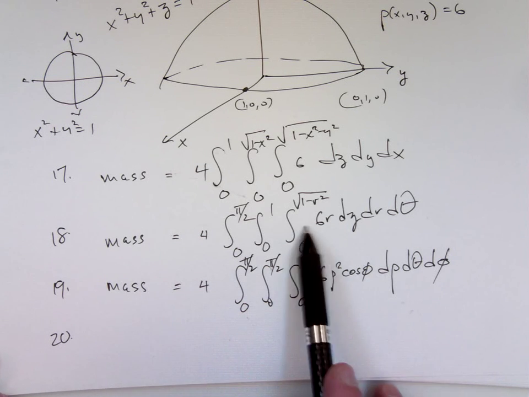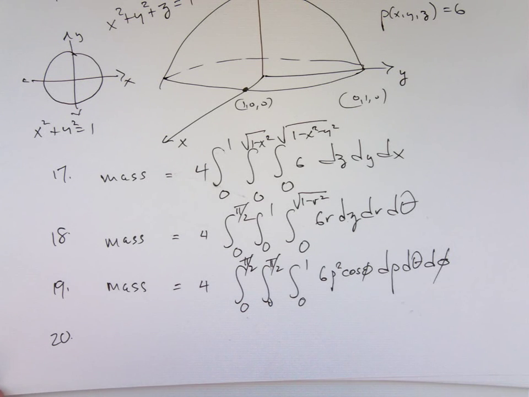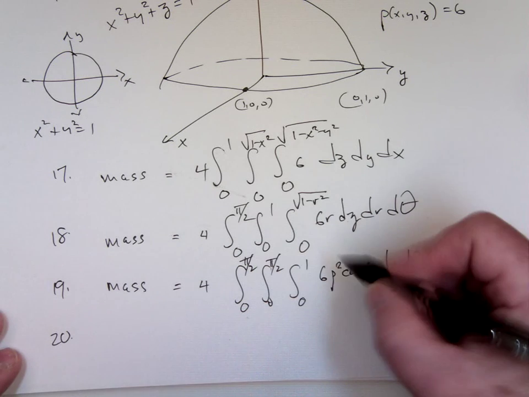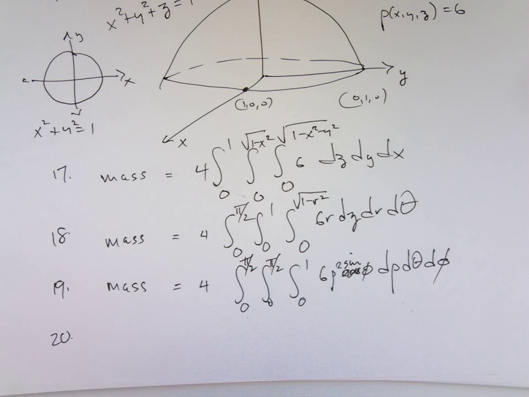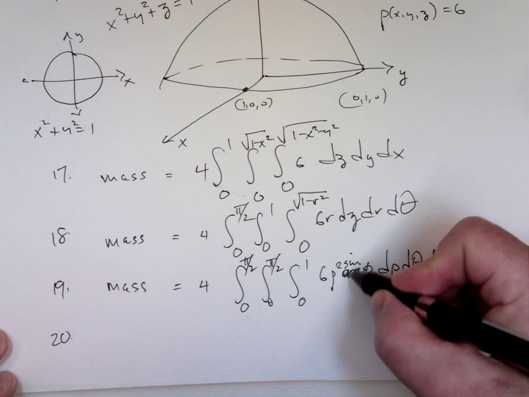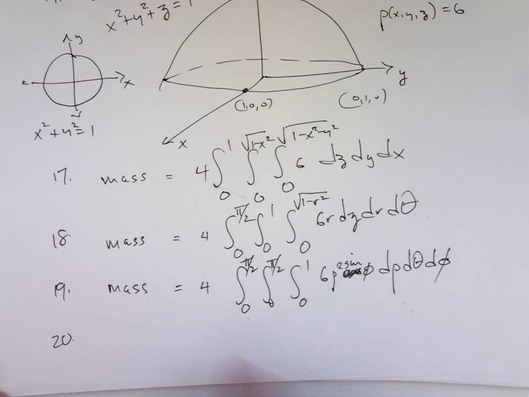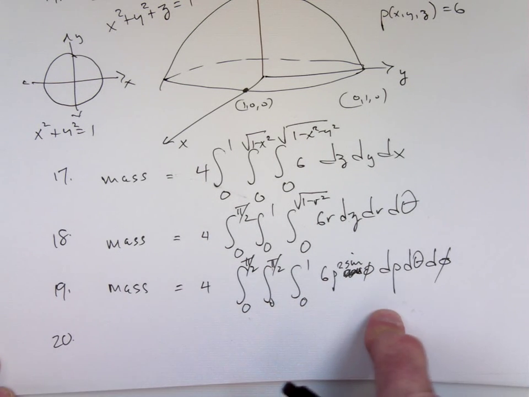Why cosine? Rho squared, a sine phi. All right. Sorry. I don't know what I was thinking. Good call. Thanks, Denny. All right, rho squared sine phi. A third way would be to do this integral, and that wouldn't be too bad either.